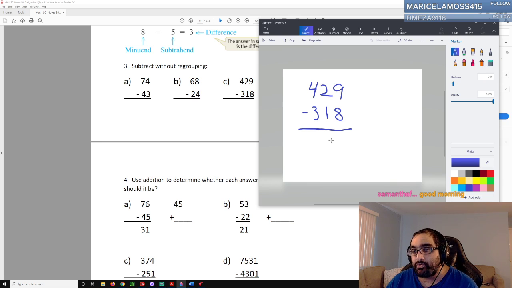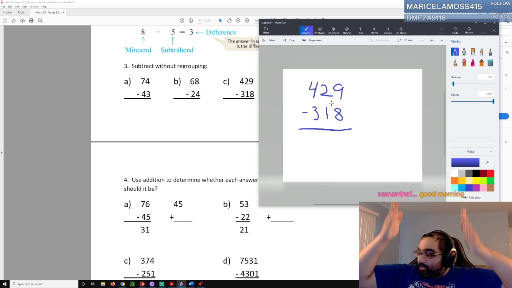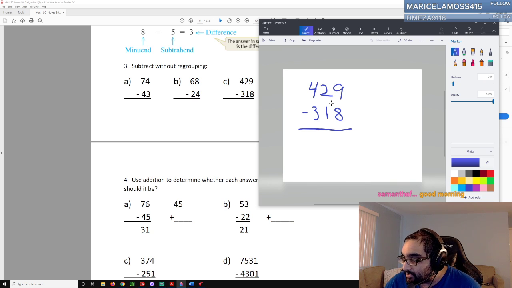So we have 429 minus 318. All we're going to do is look at each column. Again, we're just lining up the numbers, just like we did last time for addition. You line up the numbers and then add up the two numbers together as appropriate. For subtraction, it's the same thing. We'll line up the numbers.